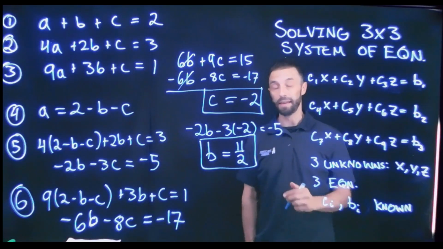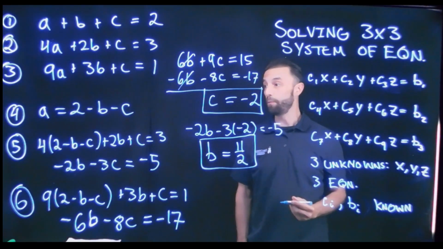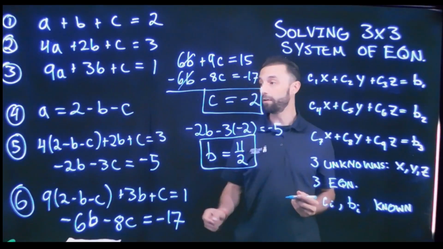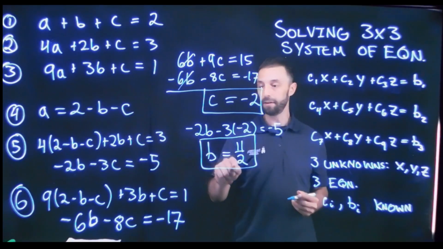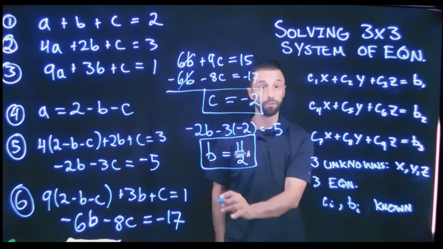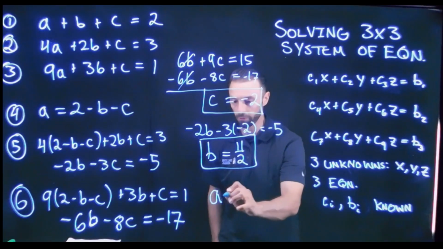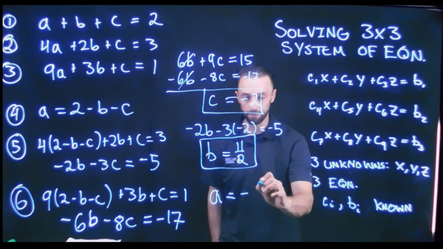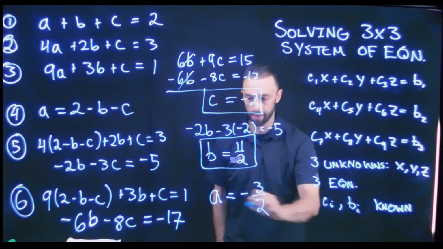11 halves. And now we have both b and c, and we can go back to equation number 4 here and solve for a by plugging in 11 halves for b and negative 2 for c. And again, I will skip some steps, but we will see that a ends up being negative 3 halves.